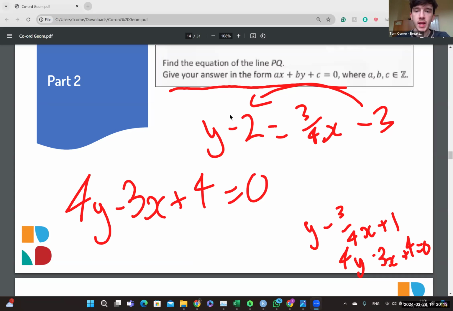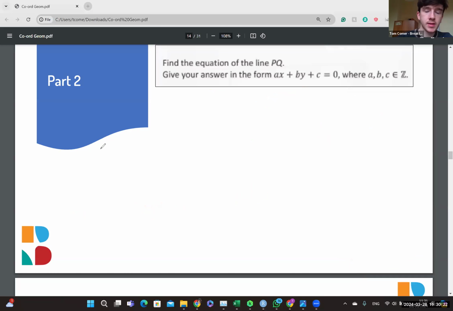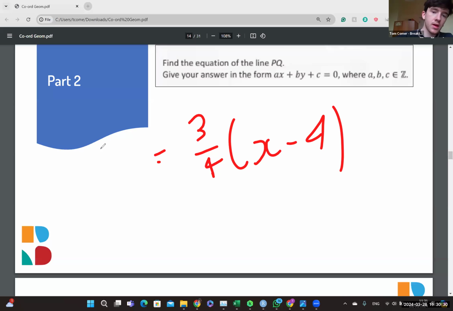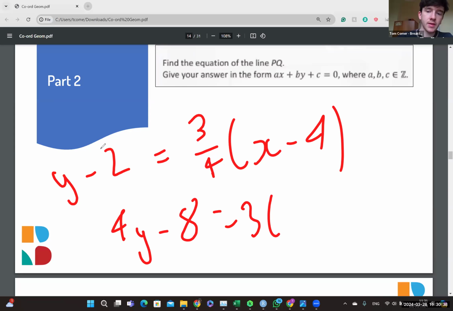So a lot of people have said, can I split up the fraction by multiplying the left-hand side by the denominator? You can absolutely do that. And let's go quickly through what we would get for that, because you would end up getting the same answer. So imagine if we were to do that. So we're looking at 3 over 4 times x minus x1, which is 4, equals y minus y1, which is 2. So what if we multiply all this by 4? What we end up getting is 4y minus 8 equals 3 times x minus 4.